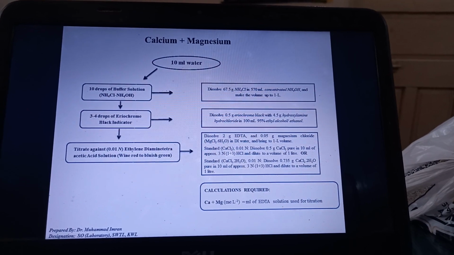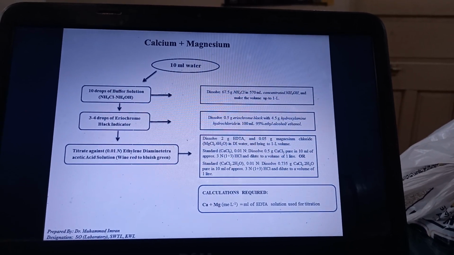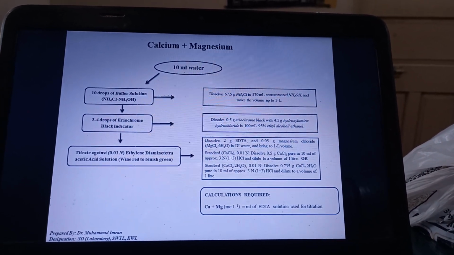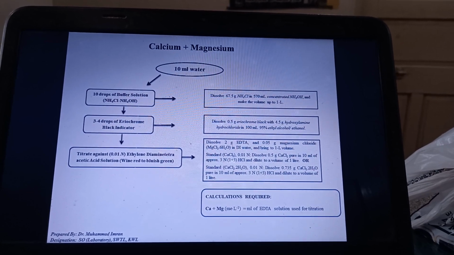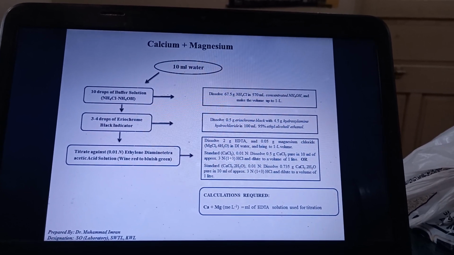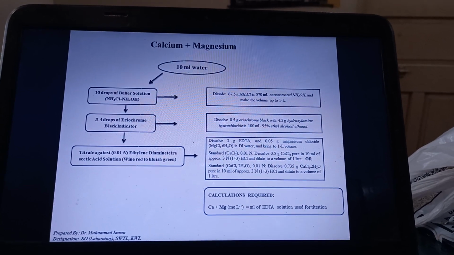And the next step will be discussed in our next video: if we don't have this standard solution, how would we standardize the EDTA solution.